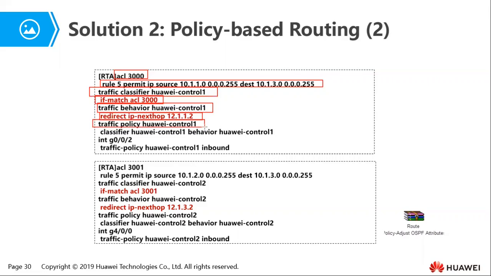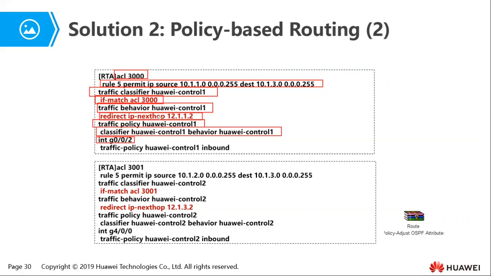Then after that, we do traffic policy Huawei control 1, classifier Huawei control 1, behavior Huawei control 1. So we create a traffic policy with the name Huawei control 1. We specify the classifier and the behavior as Huawei control 1. Then after that, we go into the interface G0/0/2.